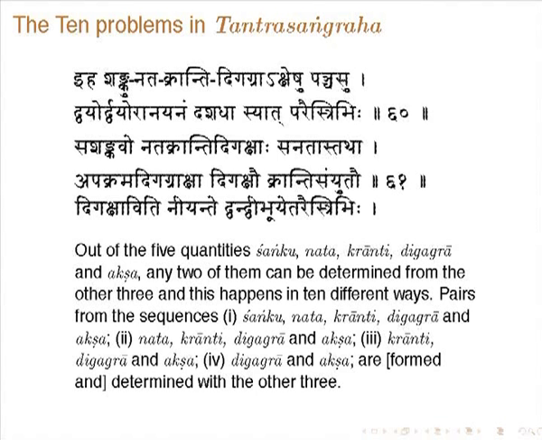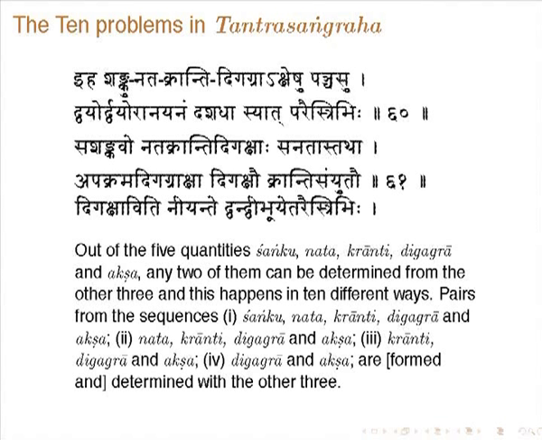So, 10 problems in Tantra Sangraha, he says, "Iha Shanko Nata Kranti Digagrakshesu Panchasu Dvayor Dvayor Anayanam Nana Dvayor Dvayor Anayanam Dashadha Syat Paraihi Tribihi Sa Shankavo Nata Kranti Digakshaha Sanatas Tatha Apakrama Digagraksha Digaksho Kranti Samyutau Digakshaviti Niyante Dvanvi Bhuye Taraihi Tribihi." So, here, out of the 5 quantities, Shanku, Nata, Kranti, Digagra and Aksha.